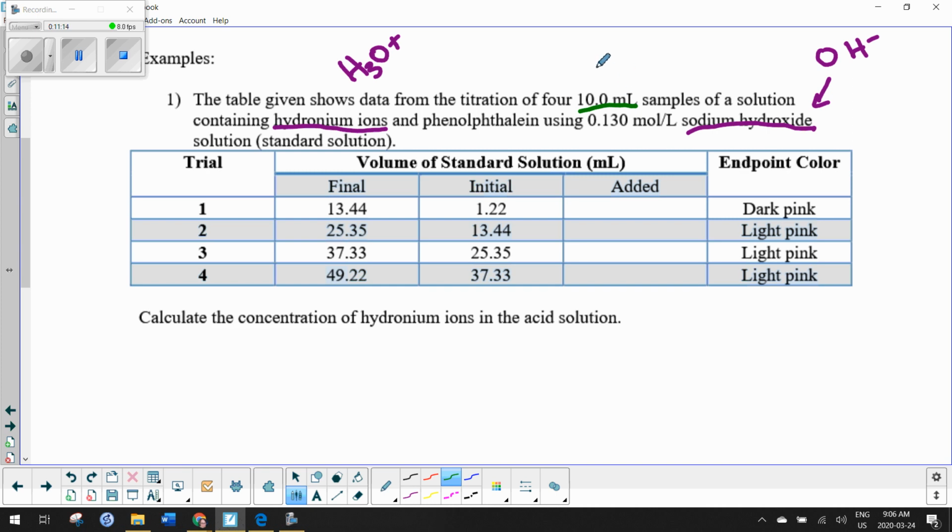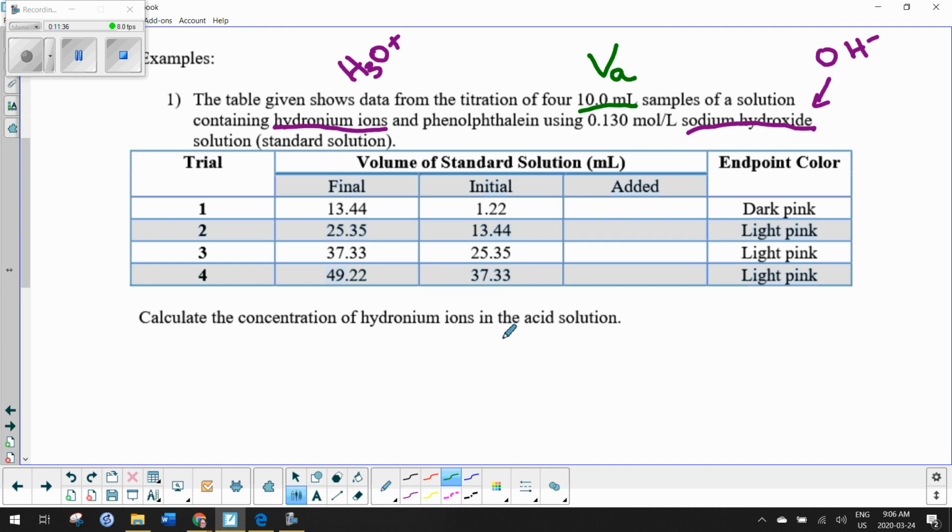So we know milliliters is a representation of a volume. Now we need to determine if it is the volume of the acid or the volume of the base. So 10 milliliter samples of a solution containing hydronium ions. Hydronium ions, again, were your acid, so this is your volume of your acid.